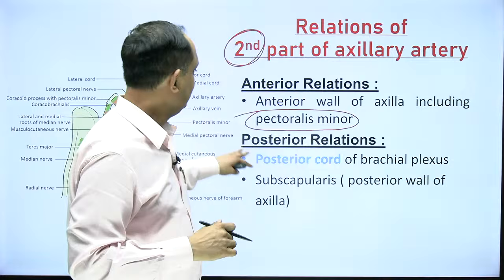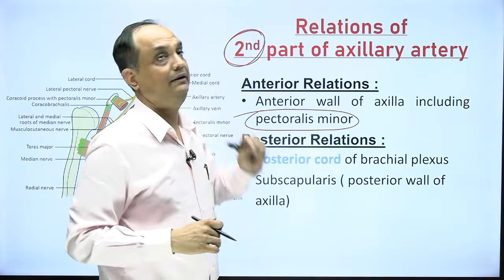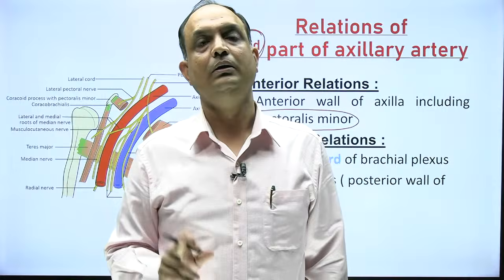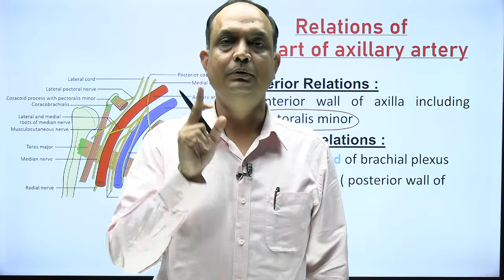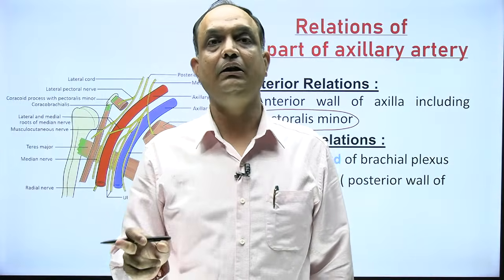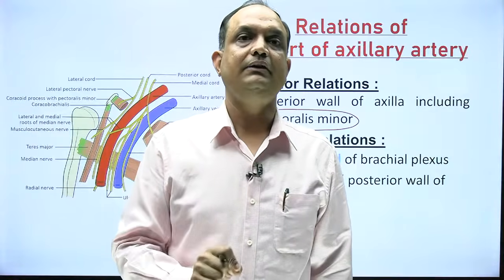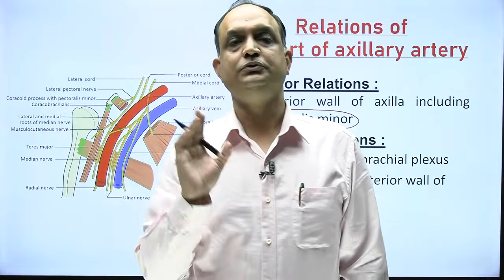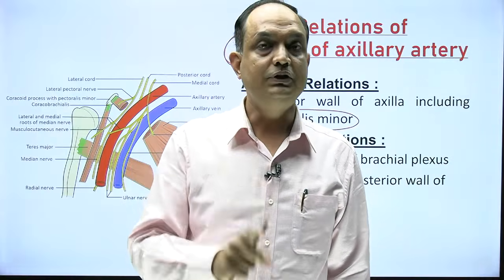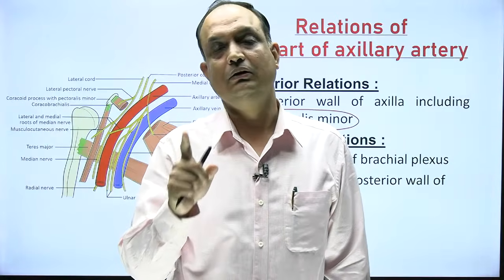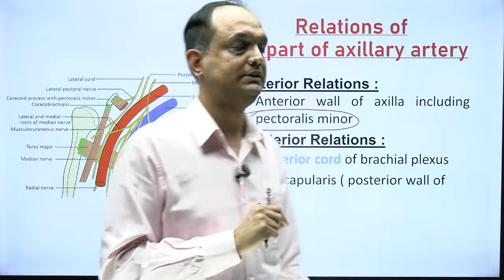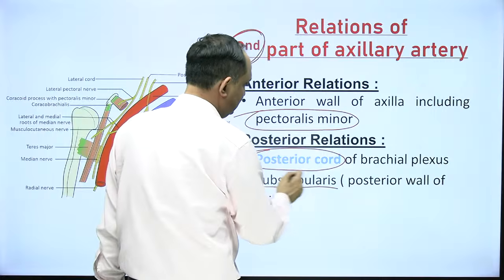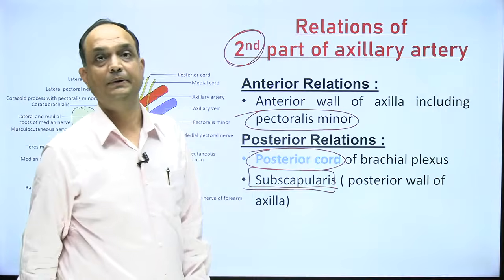Clear? Now what is the posterior relation of the second part? In the posterior relation of the second part, you will not find the medial cord, because the names posterior cord, medial cord and lateral cord are given in reference to the second part. So the posterior relation of the second part is the posterior cord, while the posterior relation of the first part is the medial cord. This is an important thing which you have to understand. So here it is the posterior cord, and now the subscapularis muscle comes into the picture.